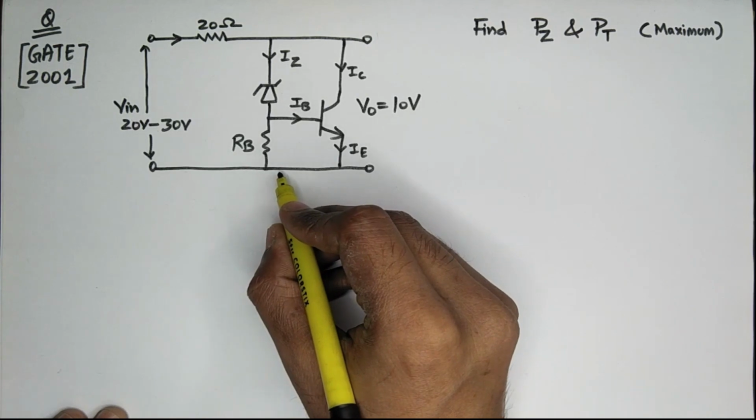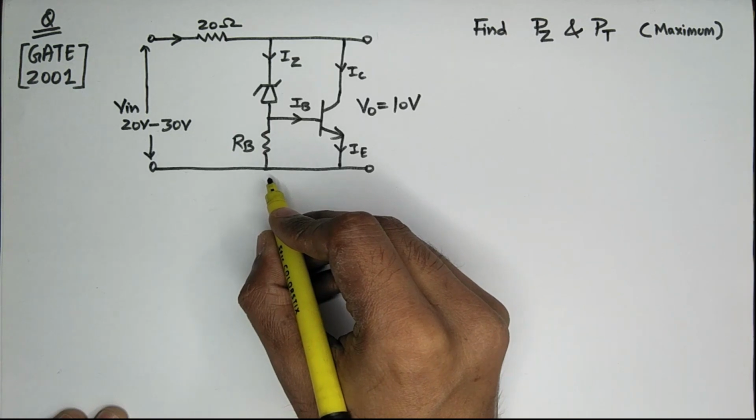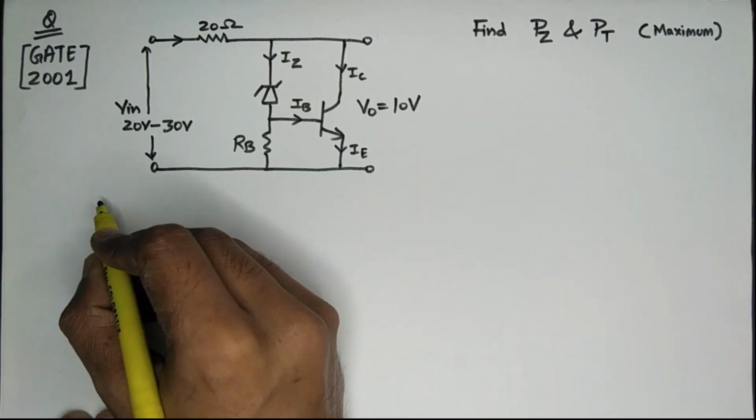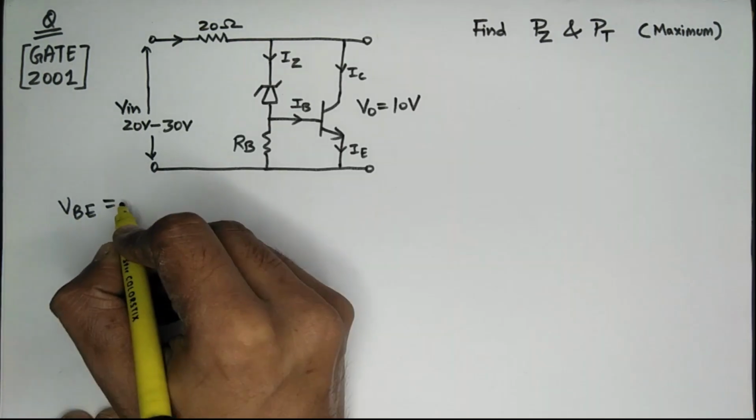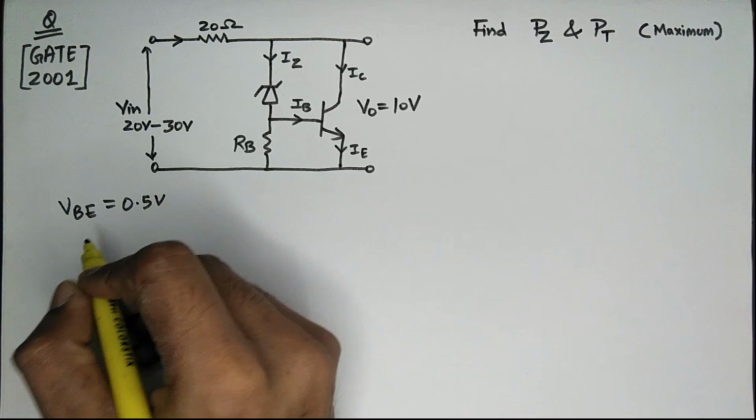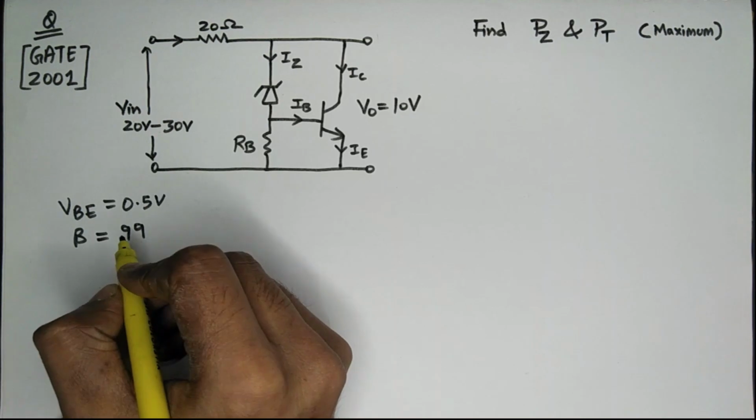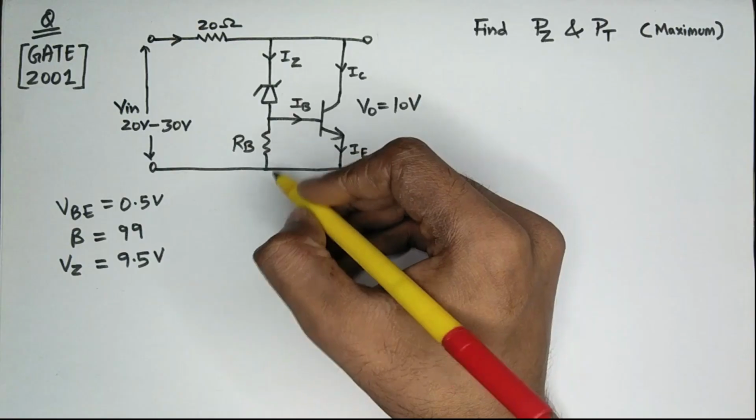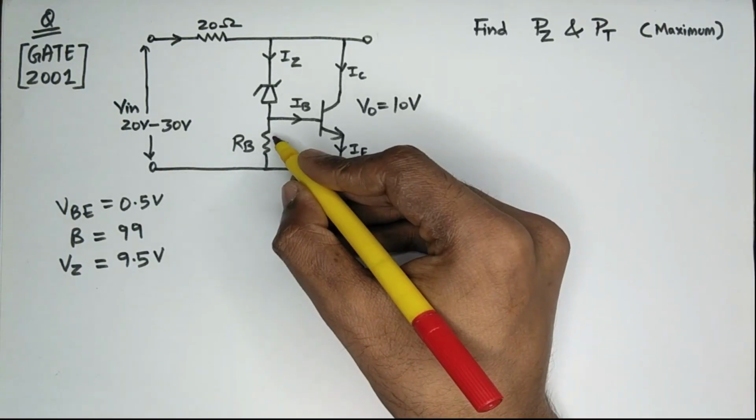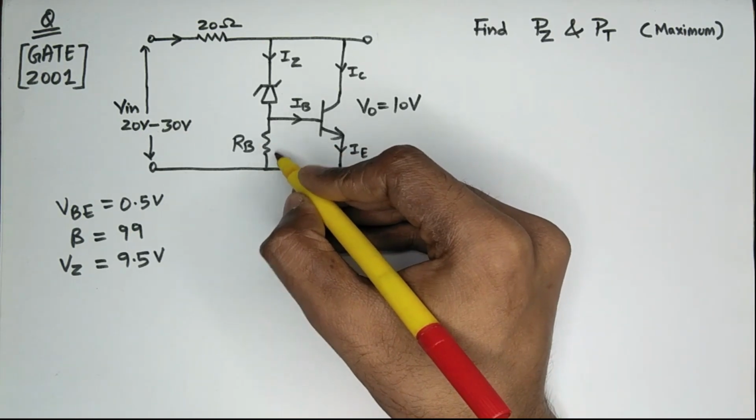This is the circuit diagram which is given to us. Let's write down what values we have for the calculation of maximum power dissipation in the Zener diode and the transistor. To turn on the transistor, the required value of base to emitter voltage VBE is 0.5 volts, and the value of common emitter current gain beta is 99, and the value of Zener voltage is 9.5 volts. It is mentioned in the question that the current through RB is neglected, meaning current flowing through RB is 0.